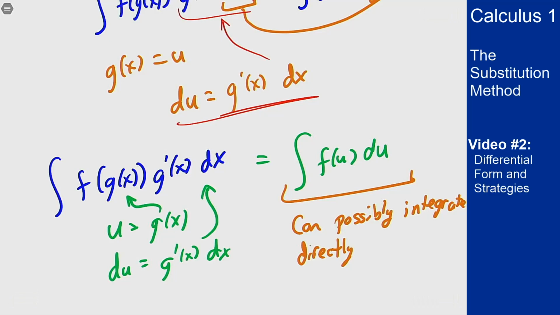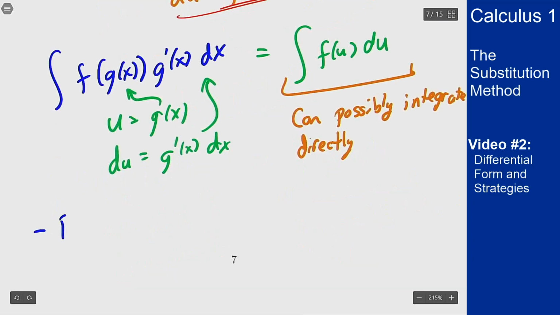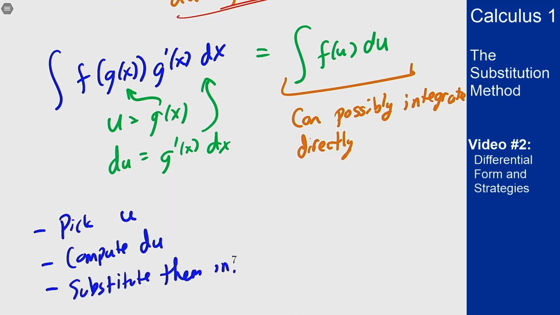And so this aiming for setting u to be some function, finding du, and trying to plug them both in is also the substitution method, but gives us a different way of visualizing it that might be easier for processing through these problems. So pick u, compute du, and then substitute them in. So the substitution method, we're substituting things in, and this choice of letter for u is traditional. You can pick whatever letter you want, but u is used a lot, and this is why it's also sometimes called u substitution.